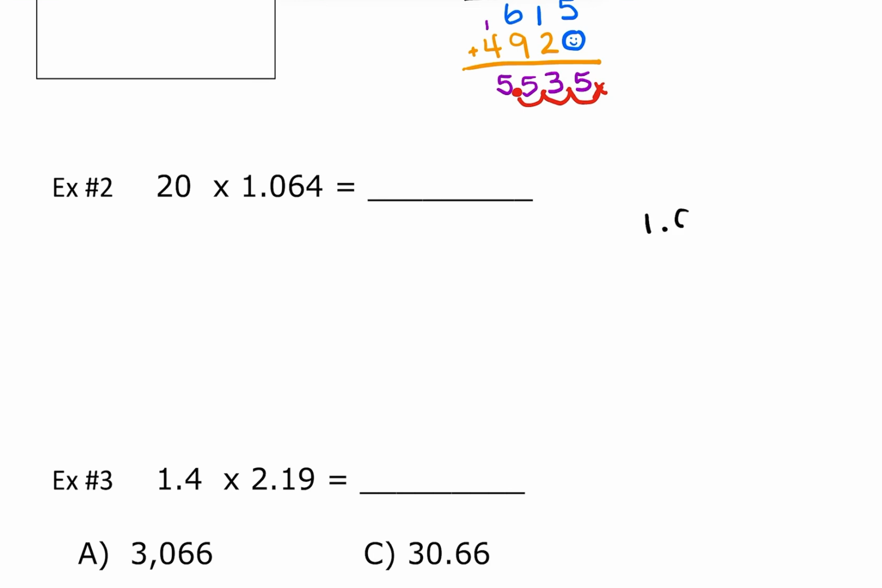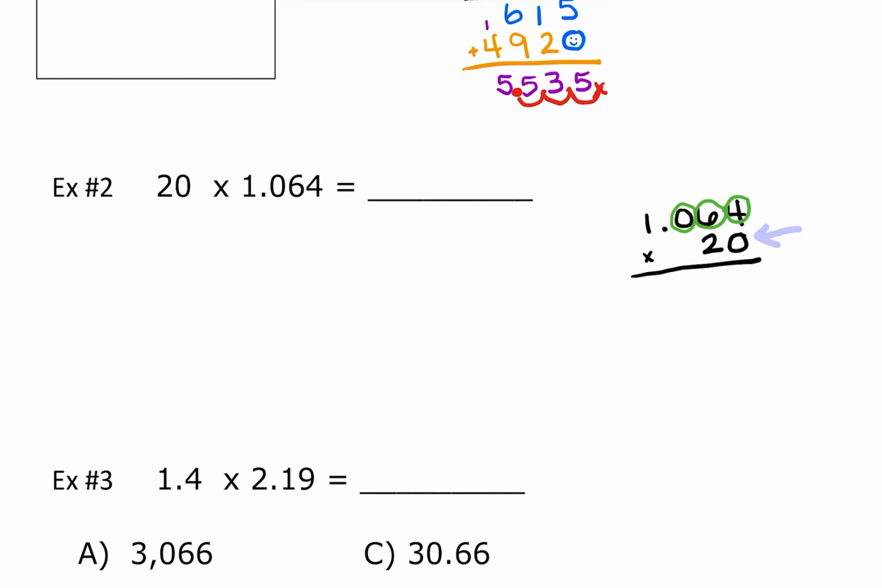So my 1.064 is longer, and then the 20, I'm not adding zeros. I'm just going to set it up just like that. On this one, let's go ahead and circle our numbers behind our decimal. So I'm looking at this number right here. Let's circle. I have a 4, a 6, and a 0.